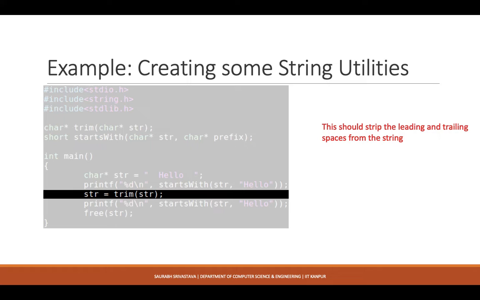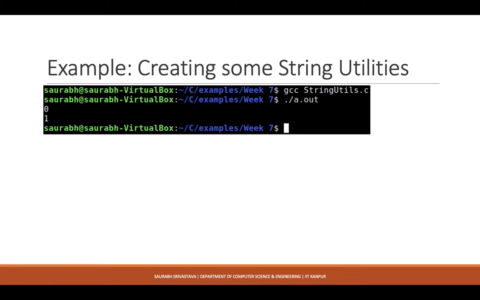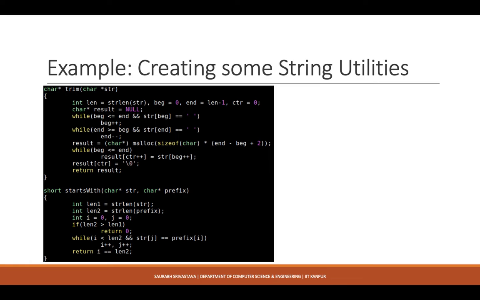And now after we actually use the trim function, the leading and trailing spaces get removed from this string. And if now we try to do starts with hello, of course, it would probably work with hel, hell, as well as hello. So basically I'm just saying that if this particular string is a prefix of this particular string, and now if I try this, this should produce a 1. And if I run this program, this is exactly what it produces.